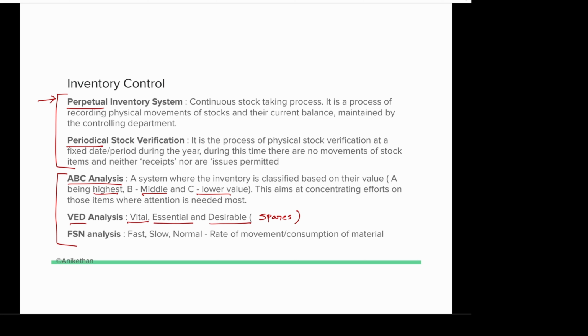Next, you have classification based on rate of movement of consumption: fast, slow, and normal. So they will define what is fast, what is slow, and what is normal. And sometimes they also have non-moving. The focus should be on reducing slow moving and non-moving.